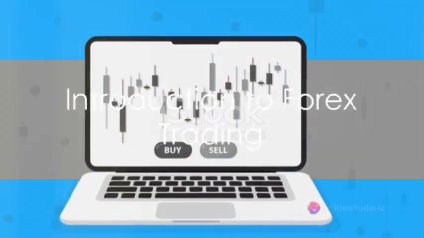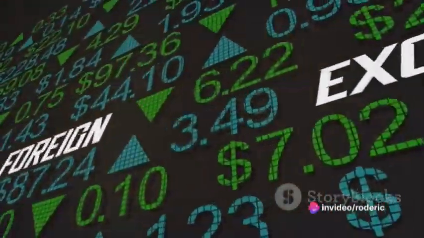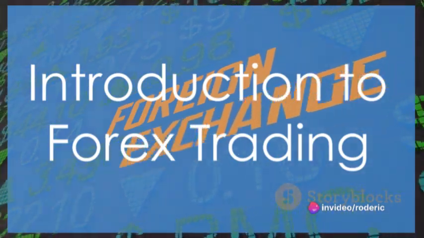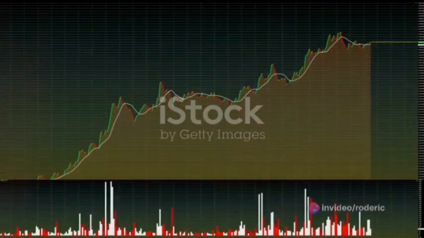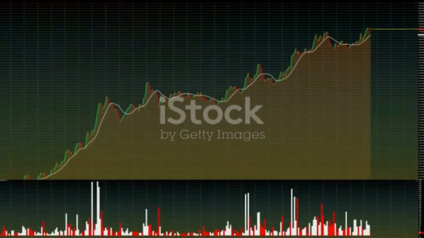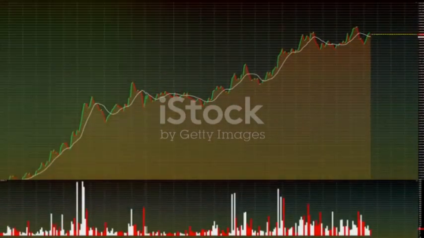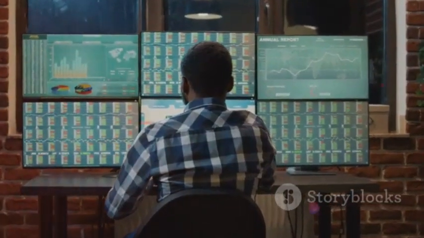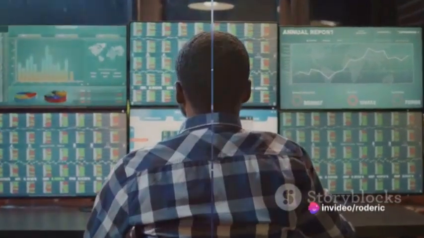Have you ever wondered how to make money online with Forex trading? Well, if you've been asking yourself that question, you're in the right place. Today we're going to delve into the intriguing world of Forex trading, specifically focusing on the NAS100. We'll discuss the best strategy for small accounts and detail the entry and exit methods.